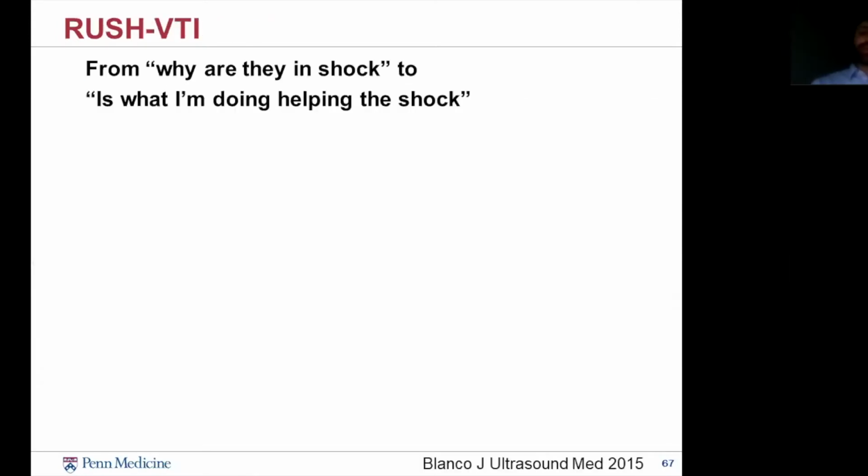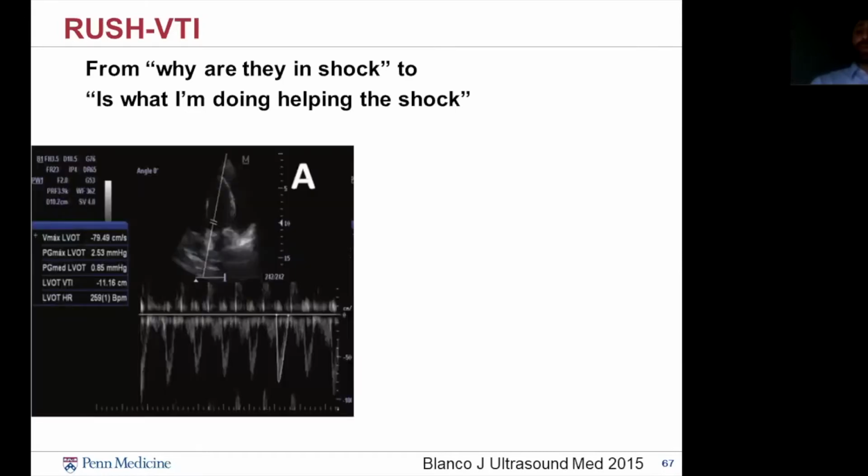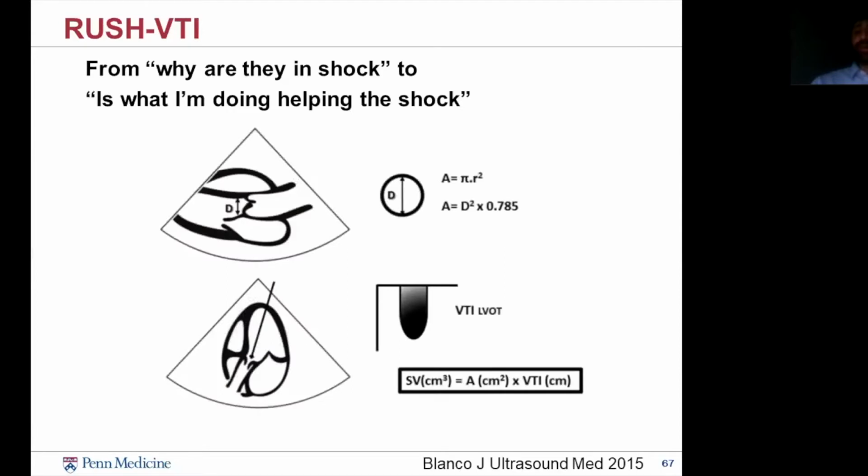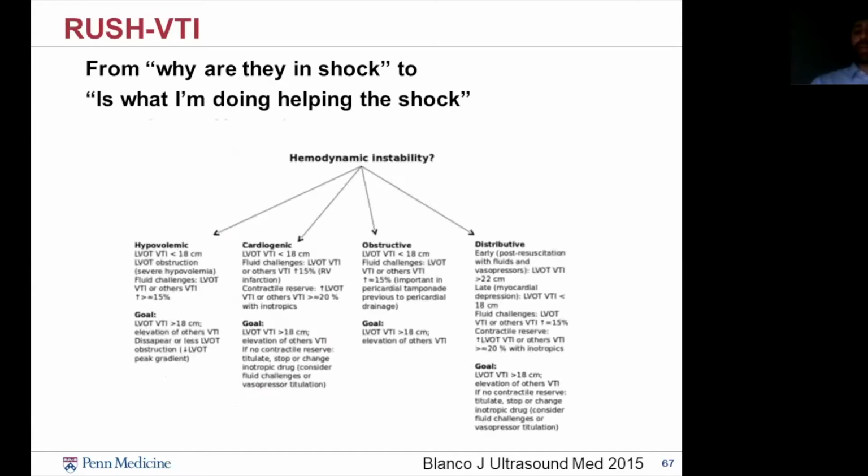There's also been proposed, in addition to their RUSH exam, which goes from just how to determine what sort of shock they're in, is what I'm doing helping the shock, and that uses the volume time integral, the spectral Doppler that we talked about, with the equation we talked about for the area of the aortic outflow tract, in order to determine what their hemodynamic instability is, and then your goal is to perform interventions in order to increase your LVOT VTI.